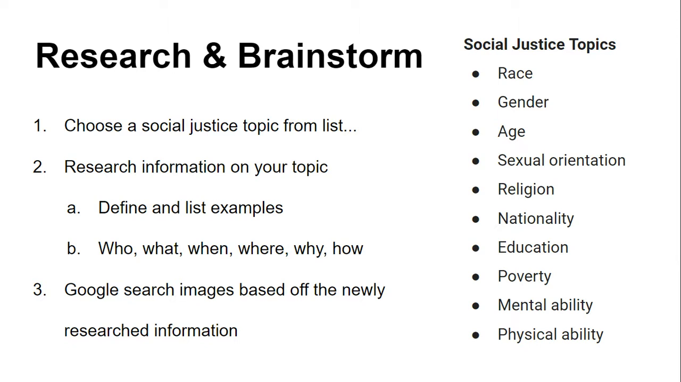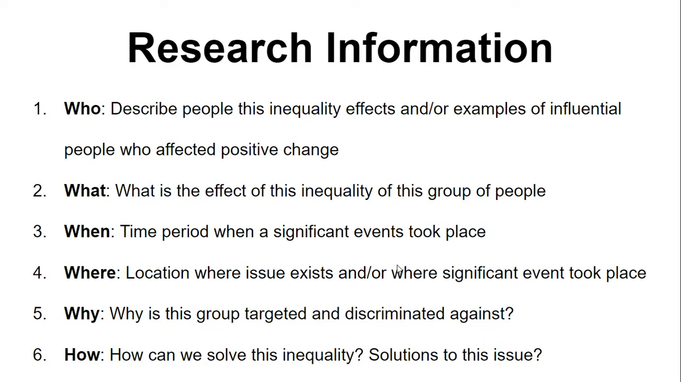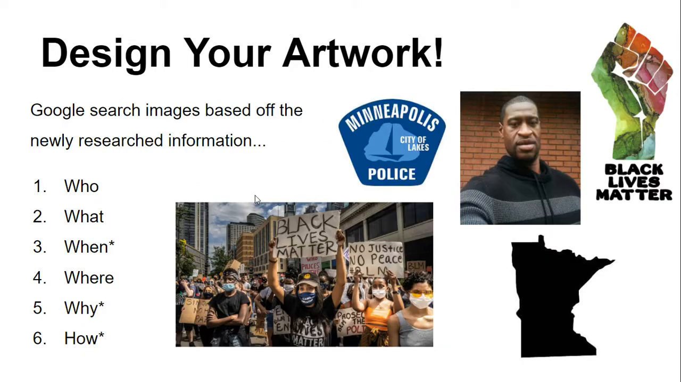So again, you'll be choosing a social justice topic. Again, I chose race. You can choose any of these. And then you're going to define and list some different examples of it. So, my example was racial discrimination, and examples would be George Floyd or other individuals that might have been unfairly discriminated against due to race from police brutality potentially. And then you're going to define who, what, when, where, why, and how. Thinking about all these different things can help you dig a little bit deeper into your research.